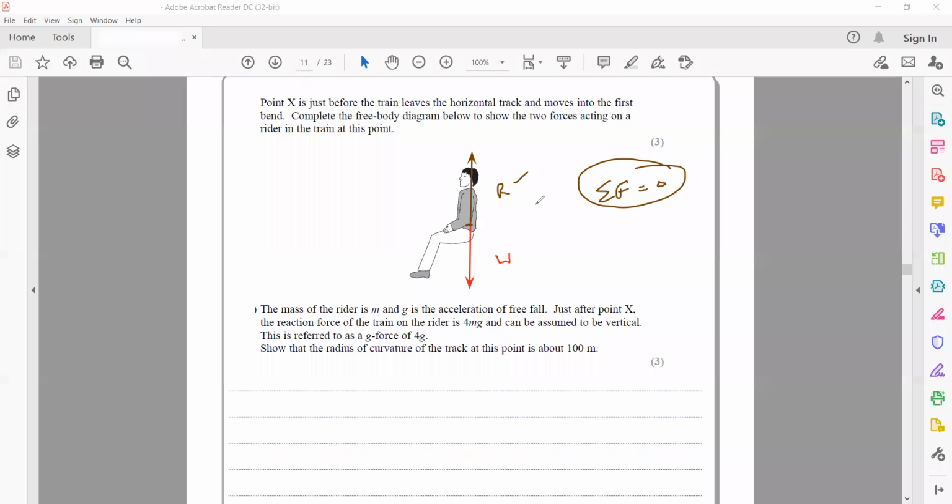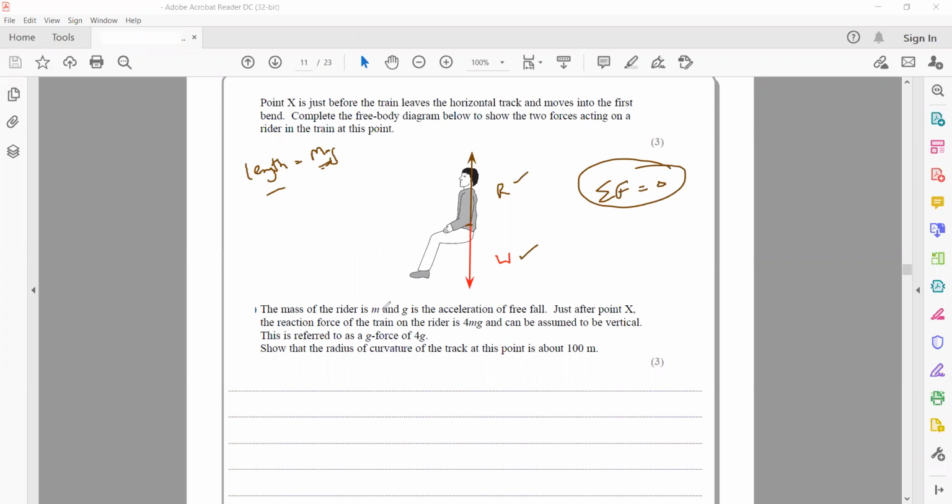1 mark is for mentioning the normal contact force, 1 mark is for mentioning the weight, and the third mark is to show that these two forces are the same. So we should draw these two lines of the same length, because the length of the arrow represents the magnitude of the force. So the greater the length, the greater the magnitude. If two arrows have equal lengths, it means they have the same magnitude.